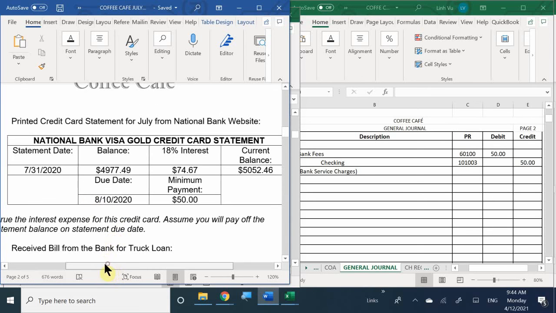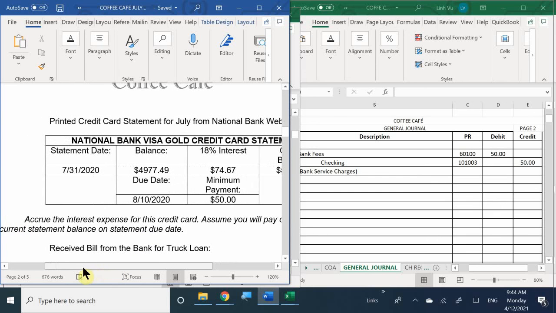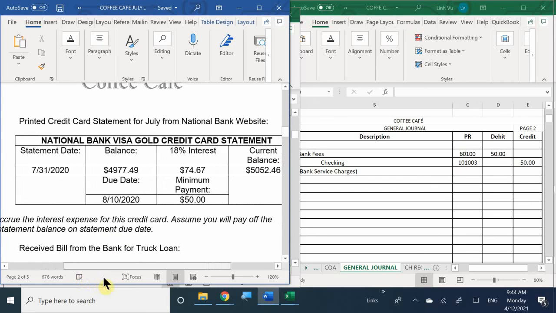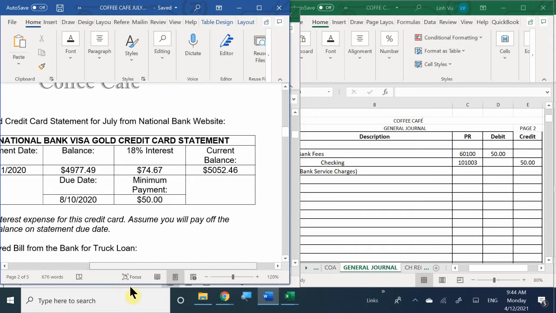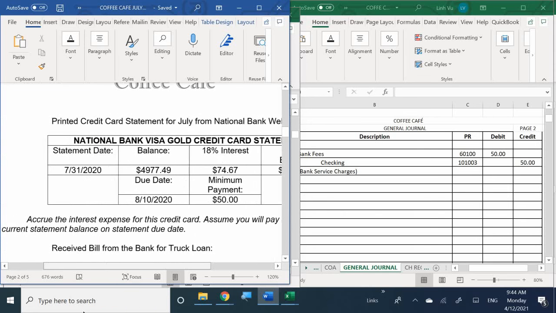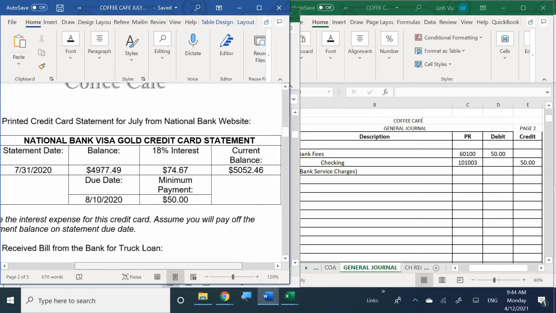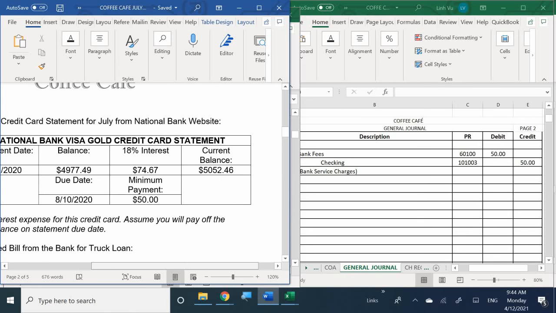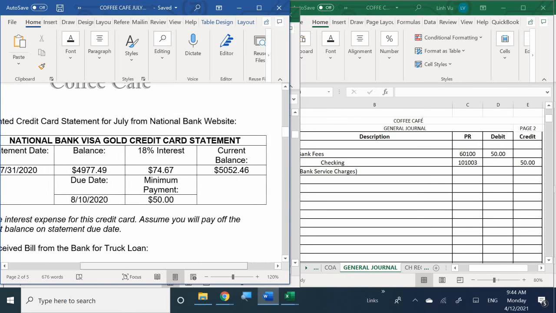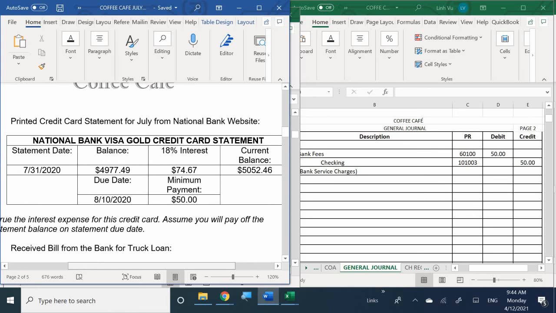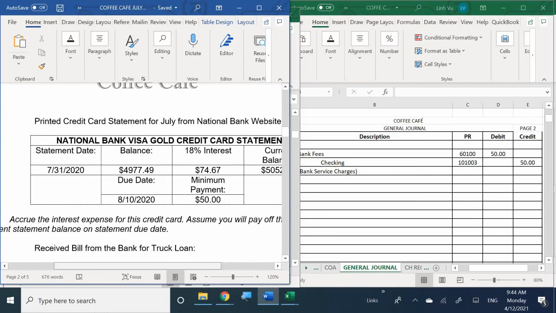However, what does it say here in the note? It says that we need to accrue the interest expense for this credit card, okay? And assume we are willing to pay off the entire credit card balance statement on the due date. So that means we're going to pay the full $5,052.46, but we need to recognize our separate cost for the $74.67. However, we're not paying it yet. We're going to pay it on the statement due date, which is August 10th.